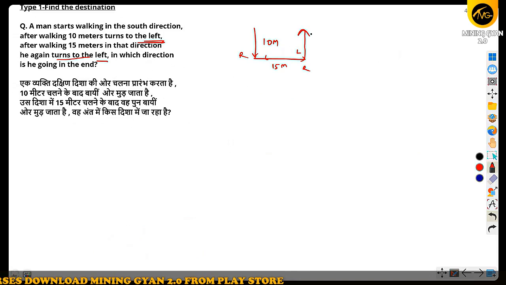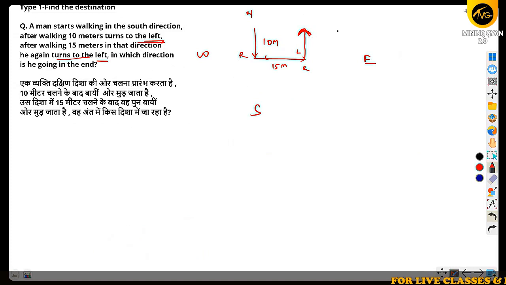In which direction is he going at the end? Basically we have to find out the direction of his last position. So what is his last direction? North, south, east and west. So the answer will be north. Okay, finally he is going in the north direction. So the answer will be north.